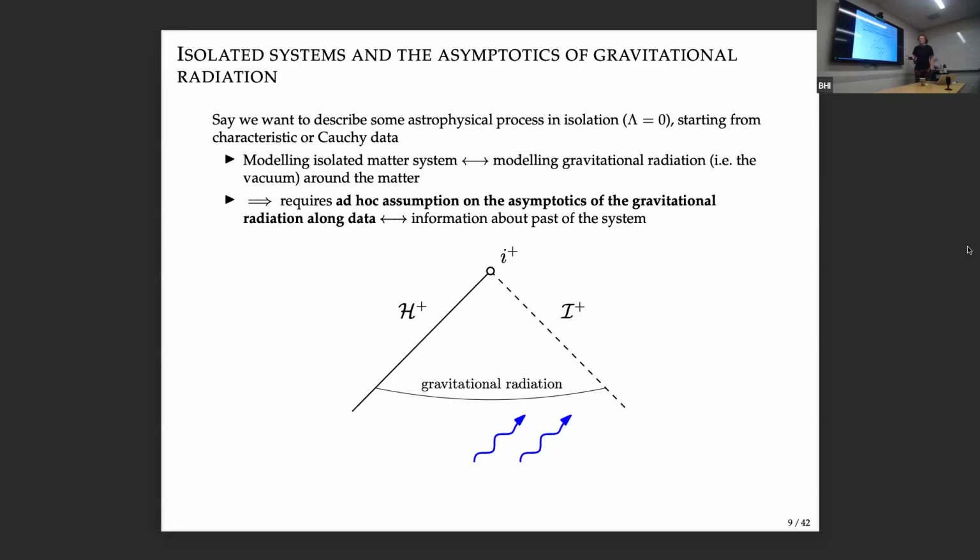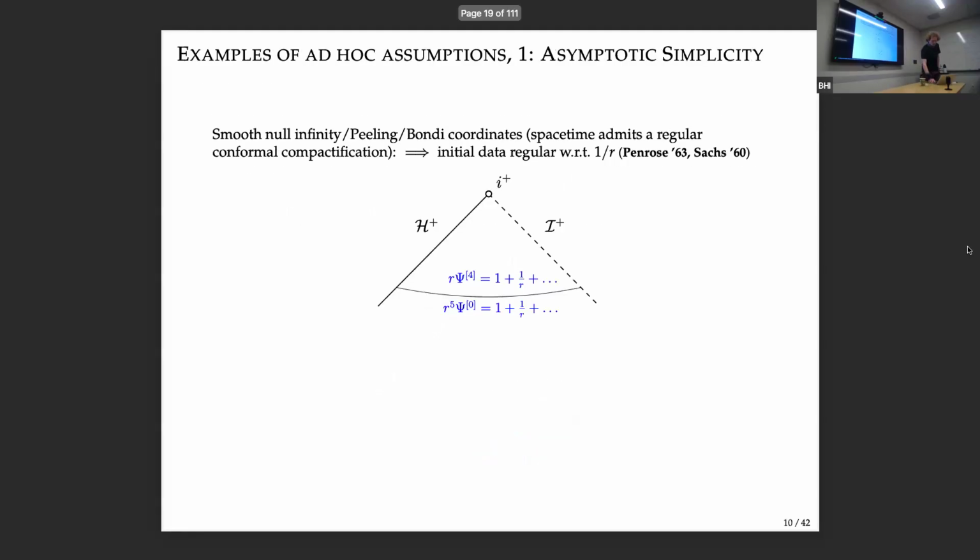And so historically, people have always made some ad hoc assumptions on what the gravitational radiation should asymptote to. And I'll present some of the main ad hoc assumptions here. So the first one, the title giver of this talk, is the assumption of a smooth null infinity due to Penrose. It goes by many different names: asymptotic simplicity, the Sachs peeling property, regular Bondi coordinates, and it's the idea that you can smoothly attach to the spacetime a conformal boundary.